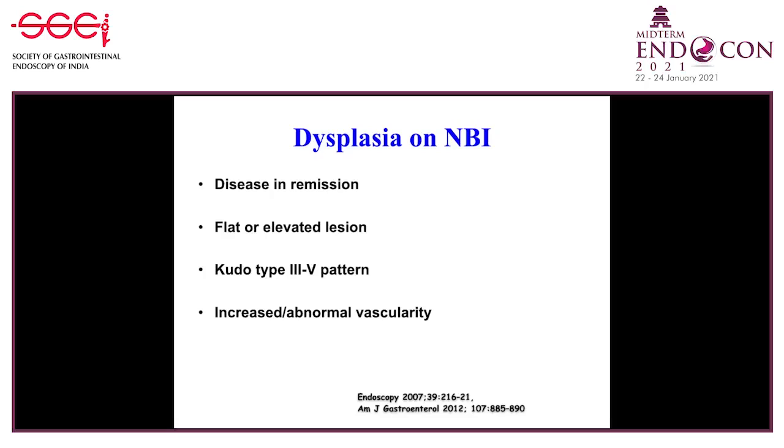The important requirement is that the disease should be in remission. That is for any modality of imaging. You look for any flat or elevated lesion. Once you identify a lesion, then you look at the surface pattern. And if the surface pattern is of the Kudo type 3 to 5, which I had discussed earlier, then that denotes a dysplastic or a malignant lesion. Obviously these lesions will have increased or abnormal vascularity, but the key feature is that the disease should be under remission, and then the surface pattern should be between 3 to 5.